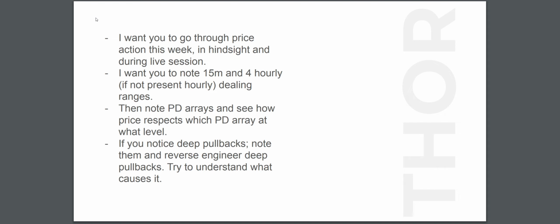I want you to note the 15-minute and 4-hourly, and if 4-hourly is not present, you can use the hourly dealing ranges. Okay, then note its PD arrays, annotate it all. If you're seeing an order block, annotate that. Breaker block, annotate it. Fair value gap, all of that. So note the PD arrays in that framework and see how price respects the PD arrays at those levels. Okay, meaning if you notice a pullback, just observe how it goes or where it goes and when it bounces.